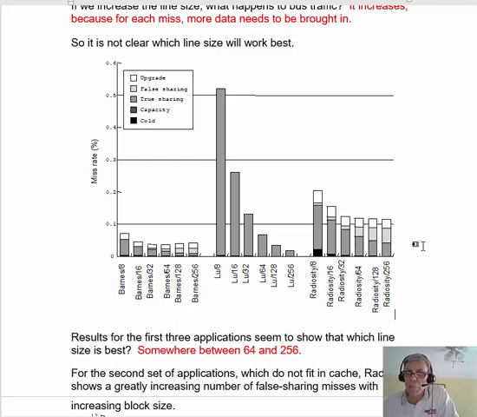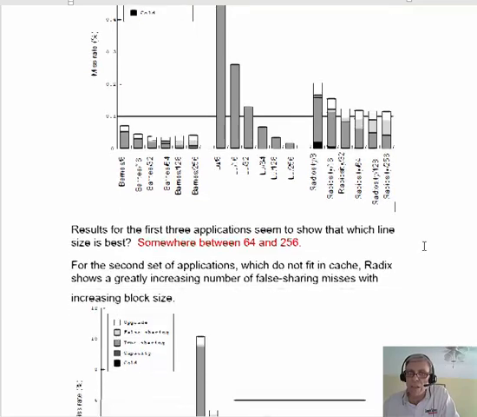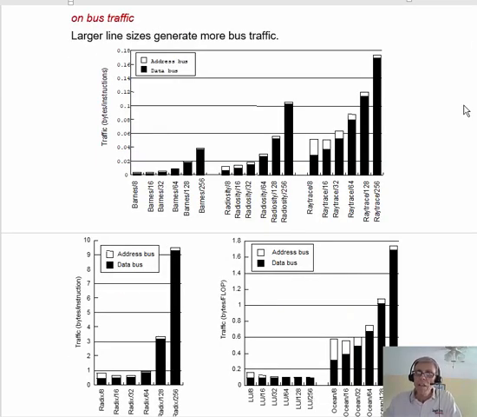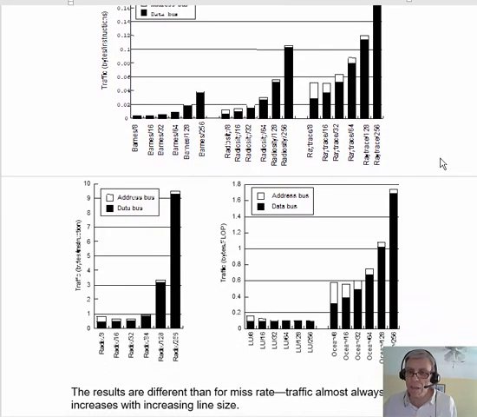For the second set of applications, though, we see something different because they don't fit in the cache. Radix shows a greatly increasing number of false sharing misses with increasing block size. You can see that right there. But then when you look at bus traffic, you see that large line sizes generate a lot more bus traffic. And that's true pretty much for all of the benchmarks that we studied.